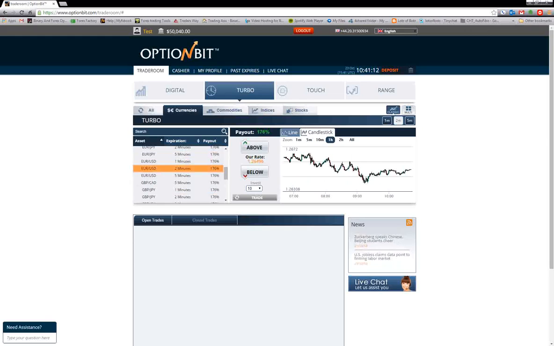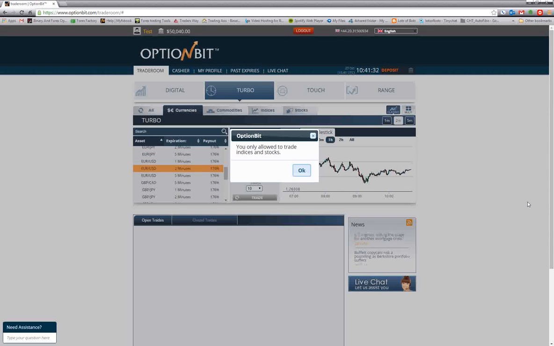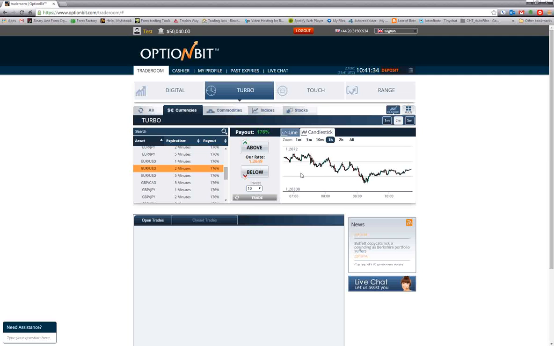It's matching within 1 pipette for the most part, so that's very encouraging also. A 5-minute trade, if we want to do one, is pretty simple. Enter your invest amount here, above or below, when you're ready to trade. Let's do below and trade. Oh, I'm sorry, I'm registered as a US, so I can't trade.